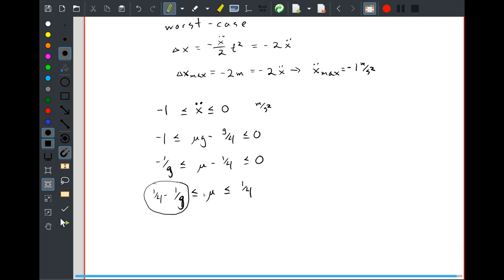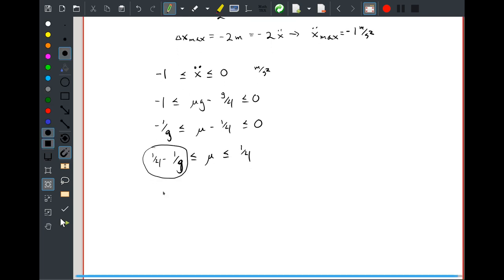And this is our minimum coefficient. 0.15 is less than or equal to mu, which is less than or equal to 0.25. So if we have a static coefficient of friction of 0.25, then it won't move at all. If we have a dynamic coefficient of friction of 0.15, even if our static is 0.2, then it won't actually slide off the back of the truck. It'll move that 6 feet over to the back, and hopefully we can strap it down after that.